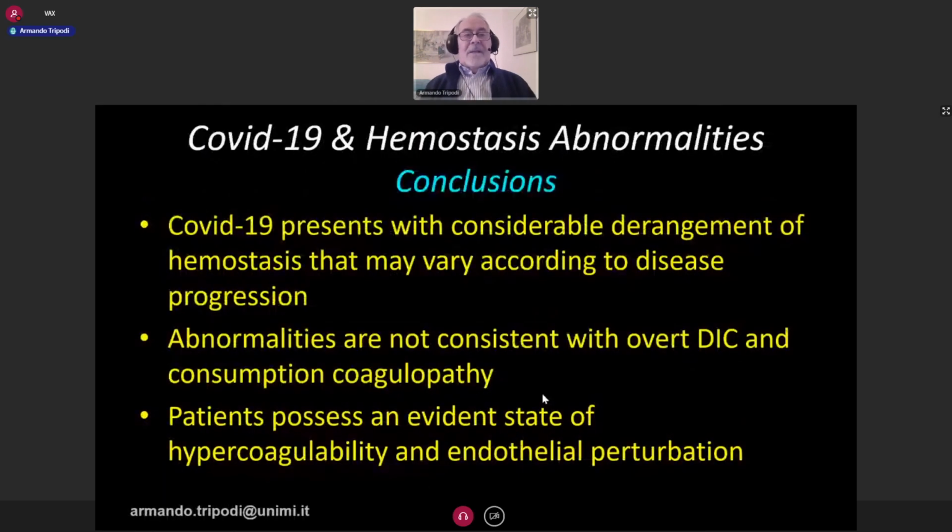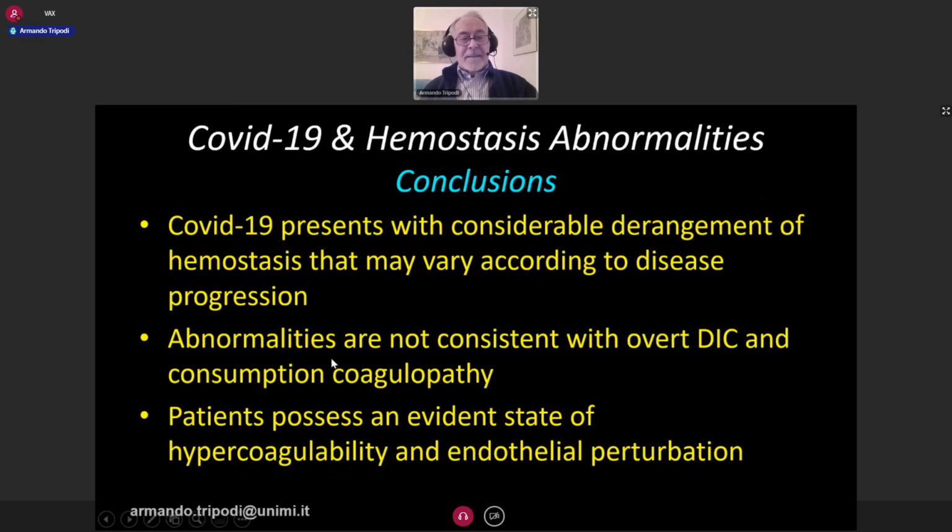Now, I can go to my conclusion. I think that these results are really reliable in telling us that COVID-19 presents with a considerable derangement of hemostasis, and this may vary according to the disease progression, and that's why it's important to take into consideration the stage of the disease where the patient is located whenever you interpret results of hemostasis in your patient population.